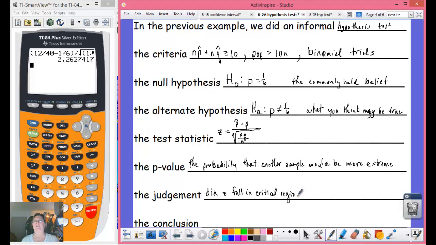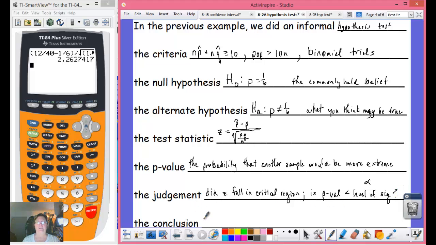You can also make your judgment based on the p-value. Is the p-value less than the level of significance? And the variable that they use for level of significance is alpha, so it's hard for me not to say, is the p-value less than alpha? Those are the two ways that you make your judgment.